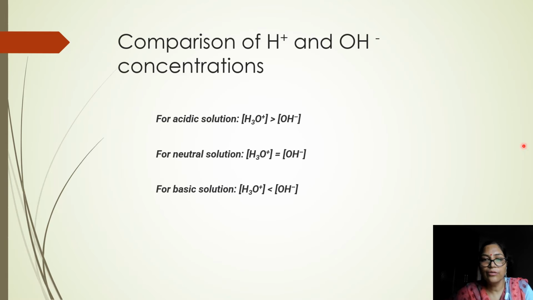Let us see how. If the hydrogen ion concentration, that is the hydronium ion concentration, in water is greater than the hydroxyl ion concentration, the solution will be acidic. For neutral solutions, the hydronium ion and hydroxyl ion concentrations are equal, just like in pure water. For basic solutions, the hydroxyl ion concentration is higher.